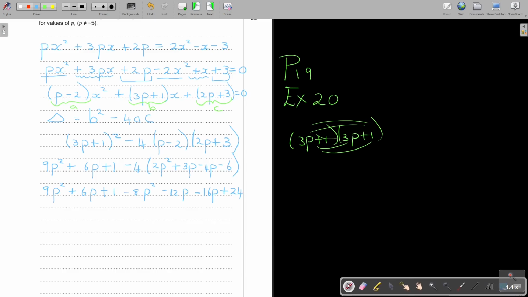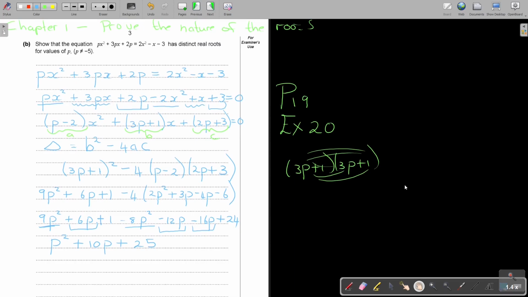Okay. So basically, I'm going to simplify again. Let's see, p. So that will only be p squared. Then it's 9p squared minus 8p squared. Then 6p minus 12p minus 16p. And that will be equal to 10p. And then 1 plus 24, what will that be? 25.